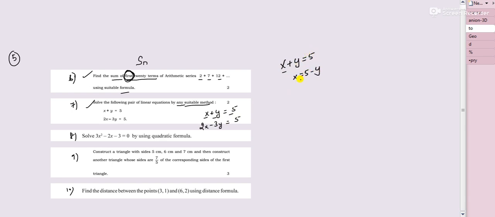Now substitute this in equation number 2. You can name these as 1 and 2. So equation number 2 becomes 2 into, at the place of x write 5 minus y, minus 3y equals 5.